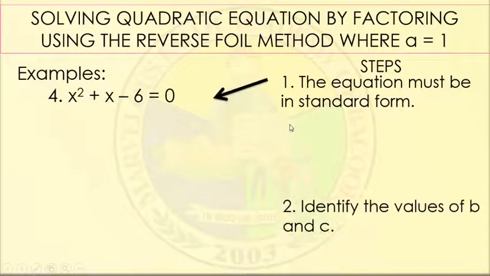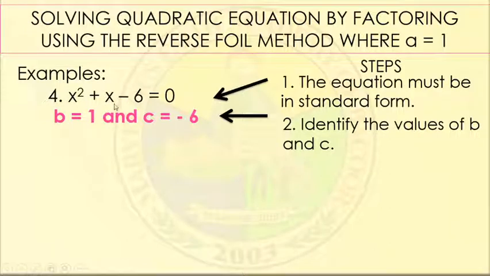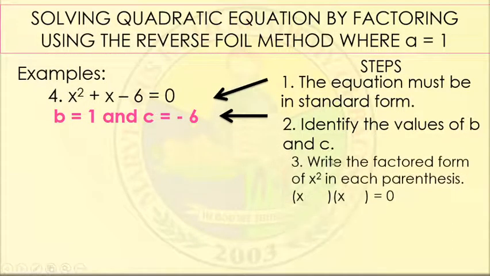Okay, next is identify the value of b and c. Okay, so ang value ng b natin dito ay 1. Bakit 1? Kasi x yan, ibig sabihin nun meron tayong imaginary 1. Okay? Take note na kapag x lang yan or x square man yan, meron tayong imaginary 1 na number or na value ng b or a natin. Okay? The next, c equals to negative 6 dahil ang operation natin sa ating equation ay minus. Therefore, c equals to negative 6. Next, write the factored form of x squared in each parenthesis. So, ayan, isusulat lang natin yung factored form niya.